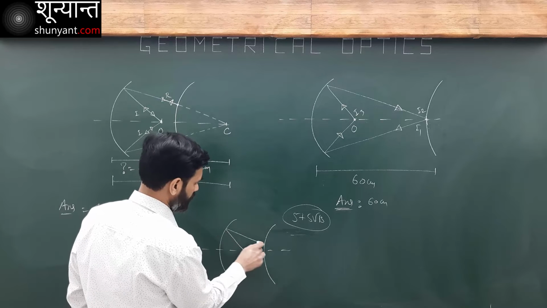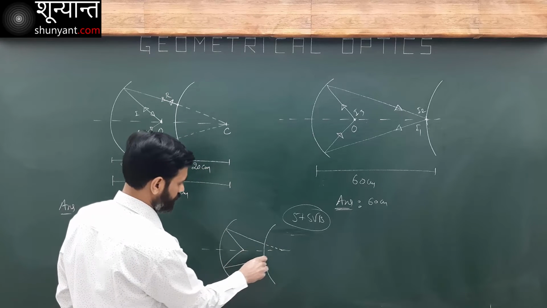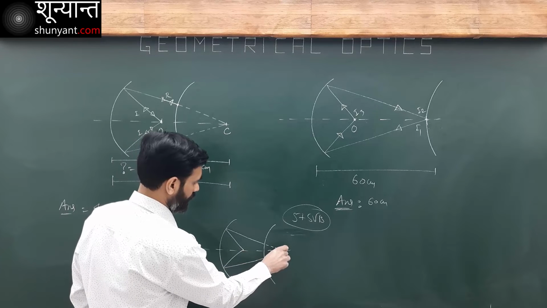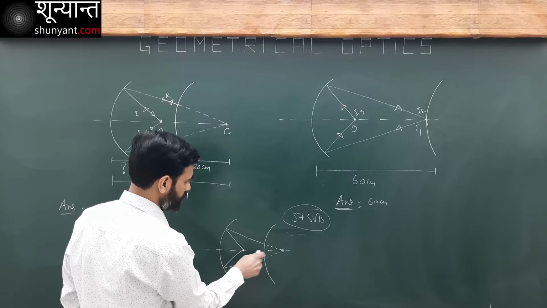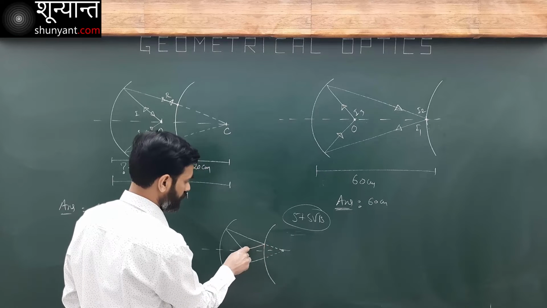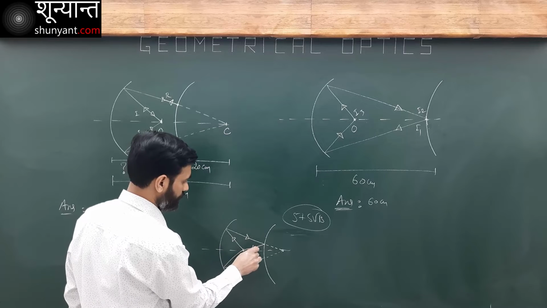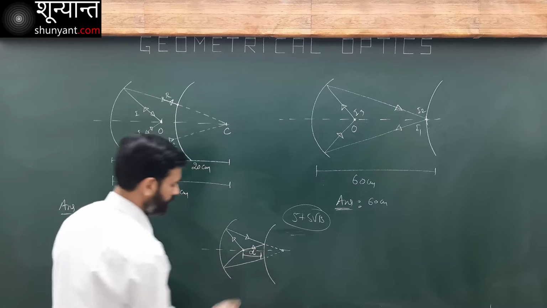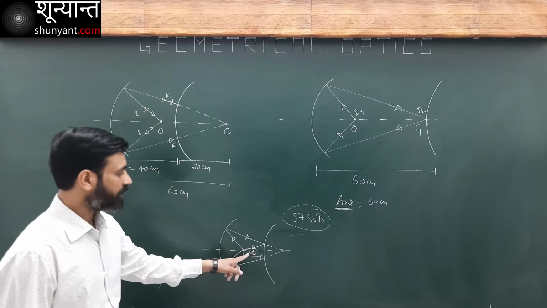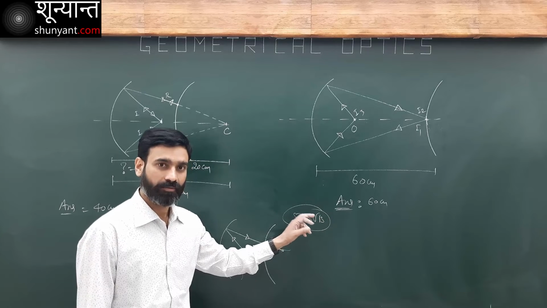So this was my D. This is what we consider as D. This was our first case. This distance was D. This is D. D we calculated to be this, 5 plus 5 root 13. We calculated.